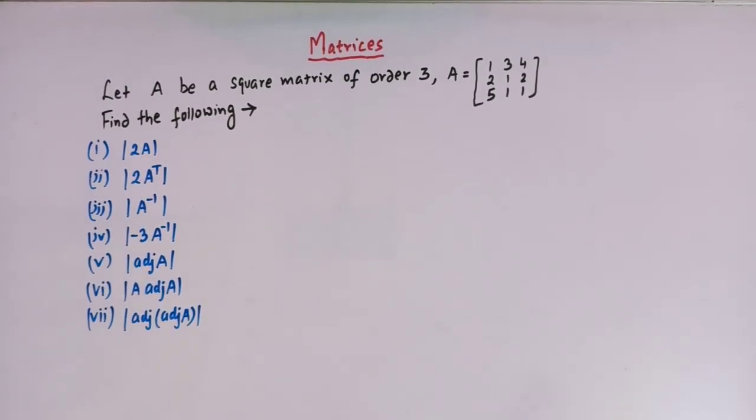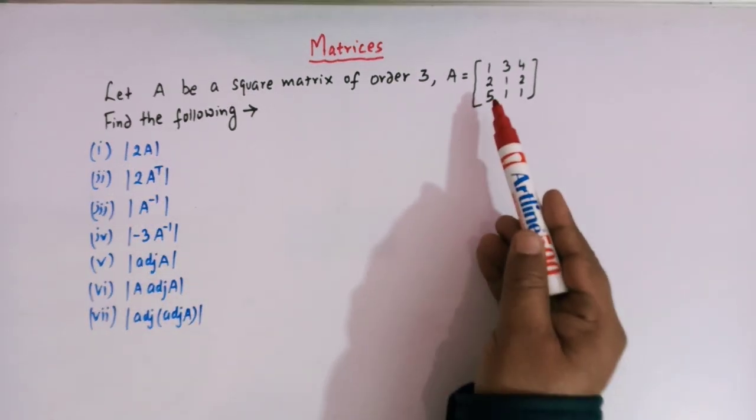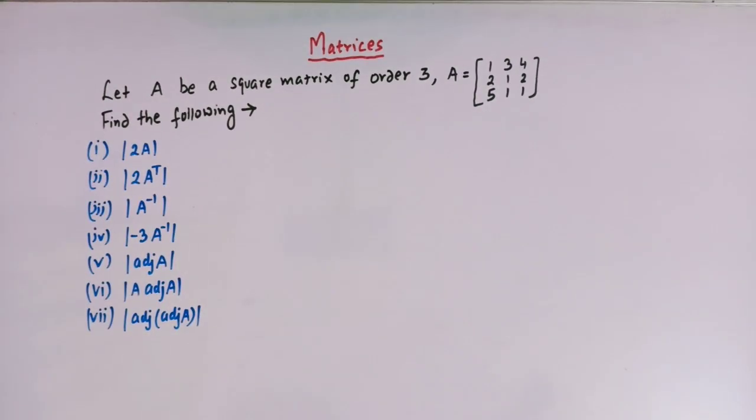Hello viewers, in today's class we are going to discuss some important results related to matrices and determinants, right? So here we have written these seven important results from matrices and determinants, and we have to find the values of these seven results corresponding to this square matrix of order 3, right?